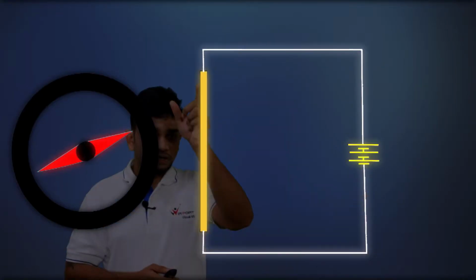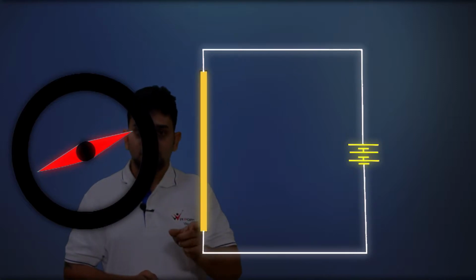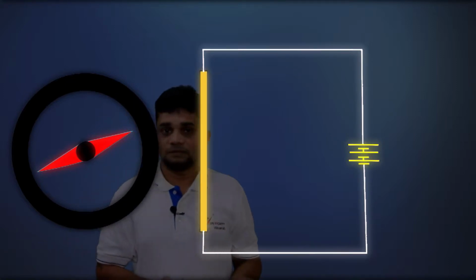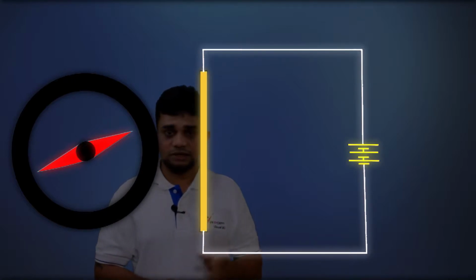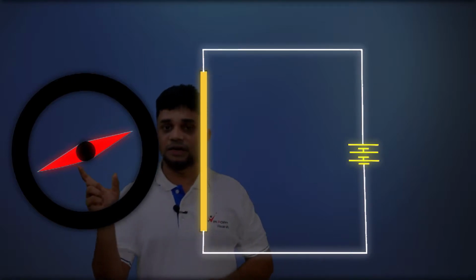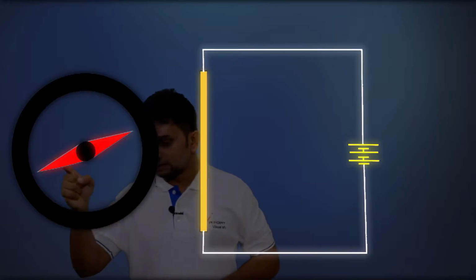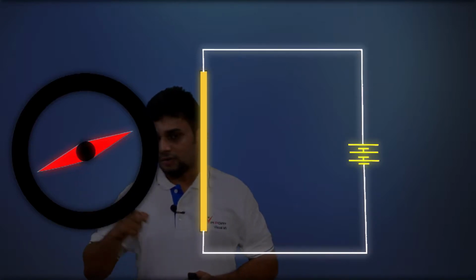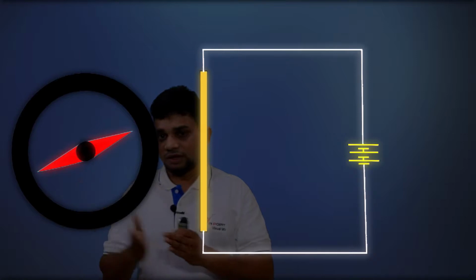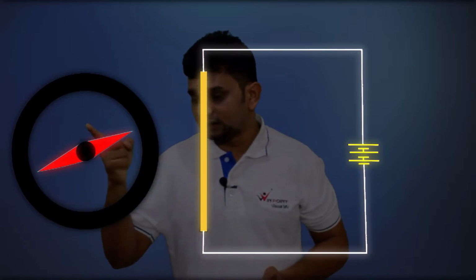Here you can see a circuit. There is a battery here. There is a conductor. Conductor means it can conduct electricity. You can use copper, you can use aluminum, any material; it's a conductor. And here there is a needle, a magnetic needle. This needle is a small magnet, and it is indicating a direction.